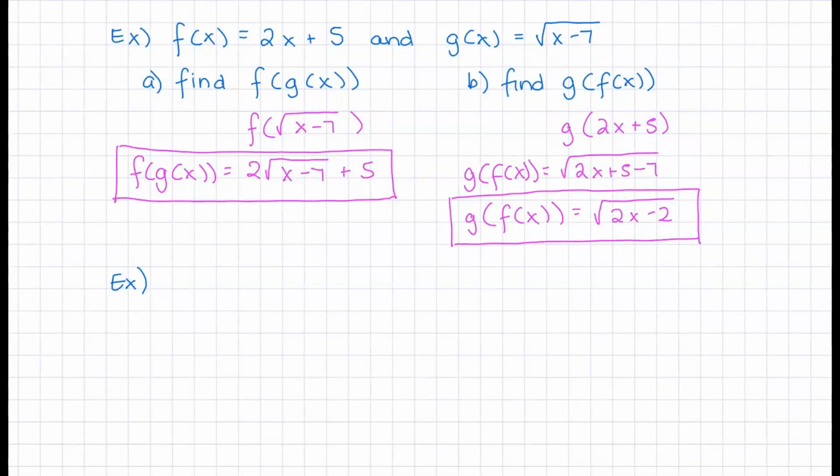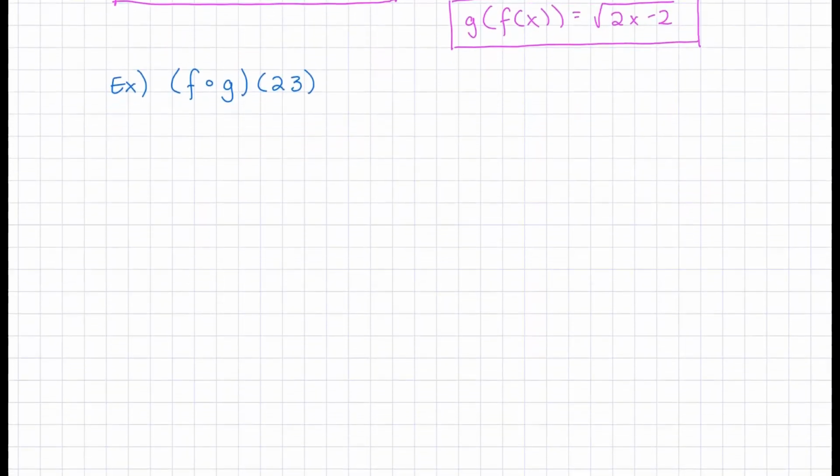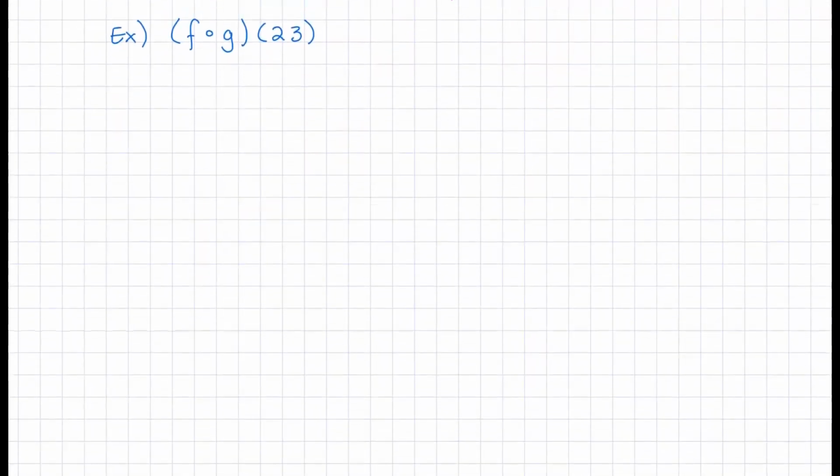Let's say we want to find f composed with g of 23. Now just like we had two different ways of doing it before, we're going to have two ways of doing it here. I'm going to use the same functions we had above, and g of x is the square root of x minus 7. Okay, so let's see what happens.